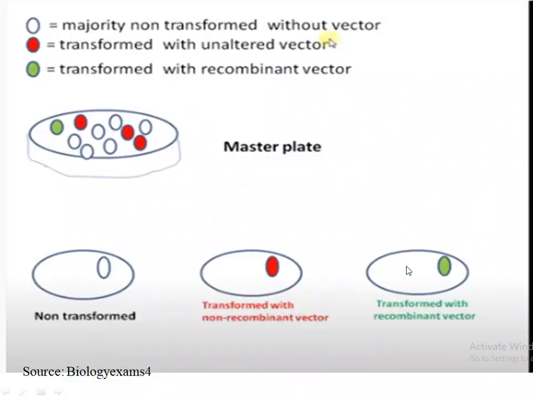Now we will see how these selectable markers are helpful in selection of the transformed cell. This is the master plate. After the transformation experiment, we will get three types of colony. Non-transformed ones, that is without the vector. We will get the transformed colony but without the recombinant vector. It will have the vector, but the vector will be a non-recombinant vector. And the third colony will be the transformed one with the recombinant vector. The majority will be non-transformed, without the vector.